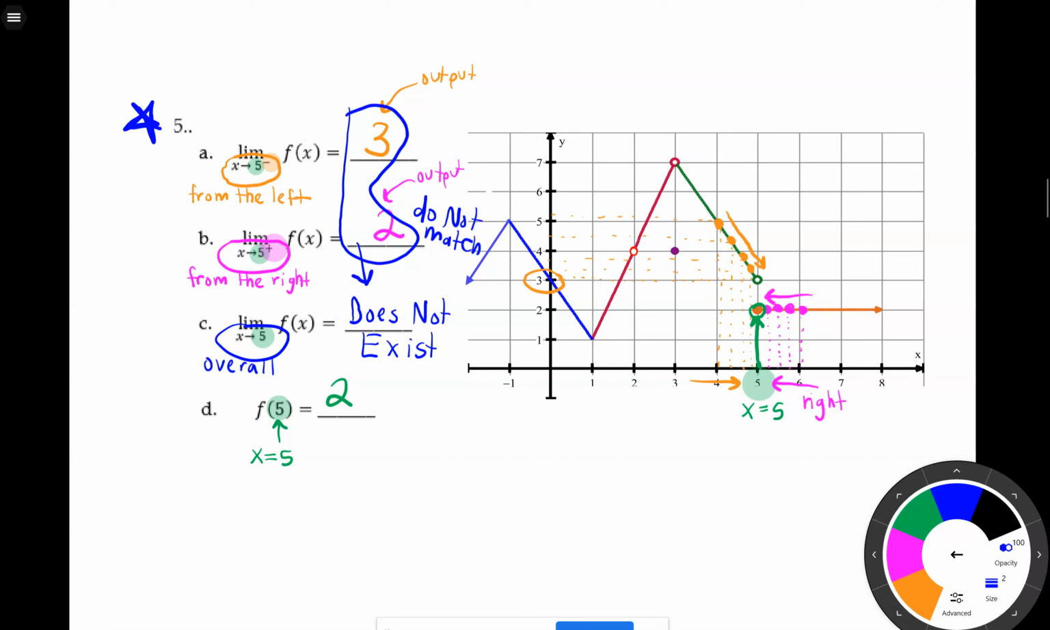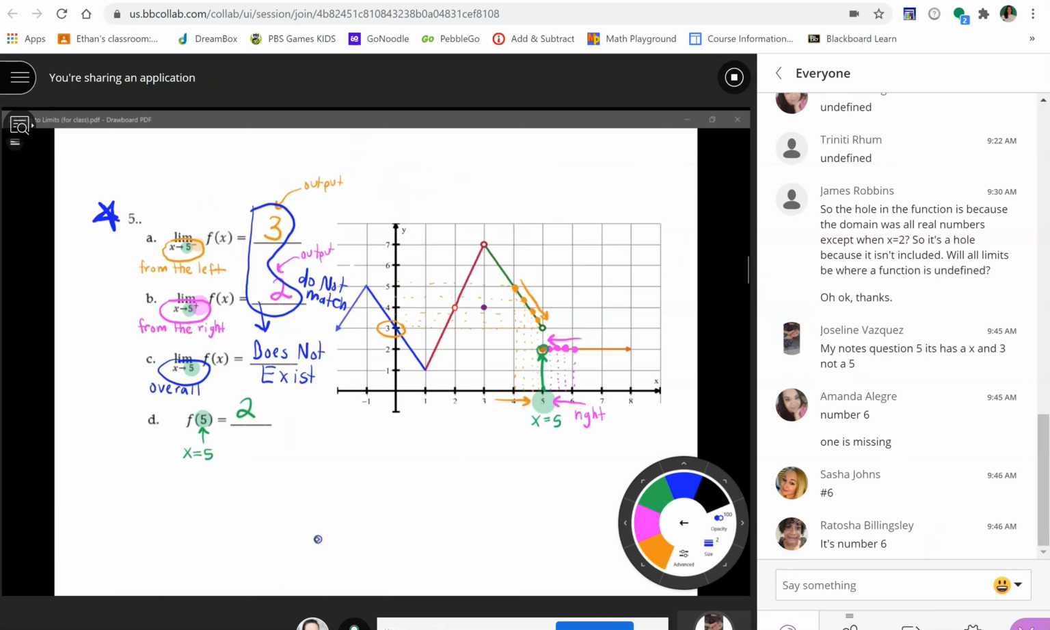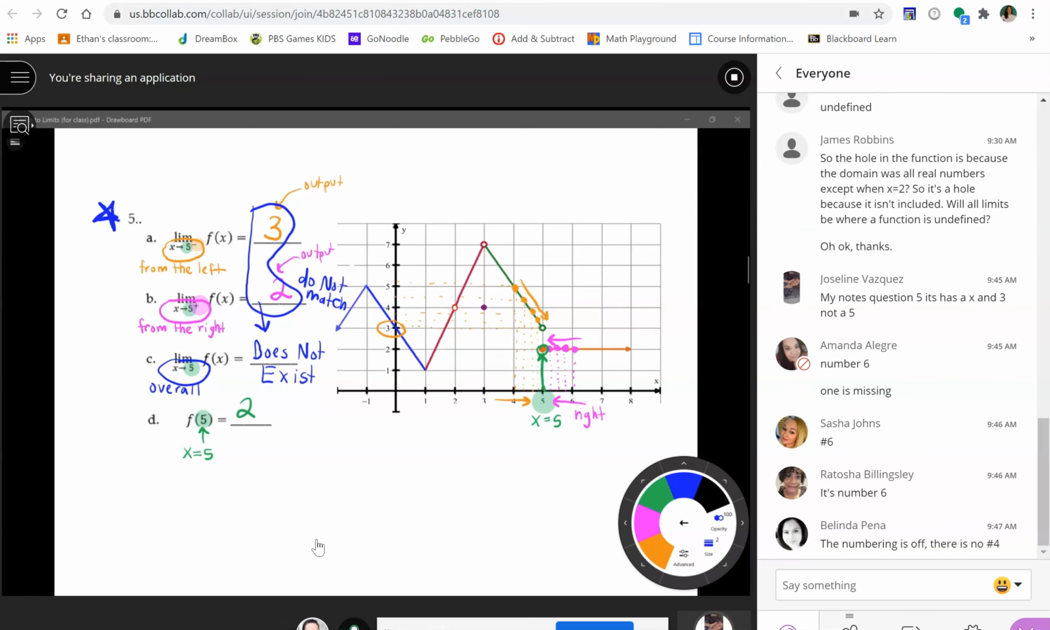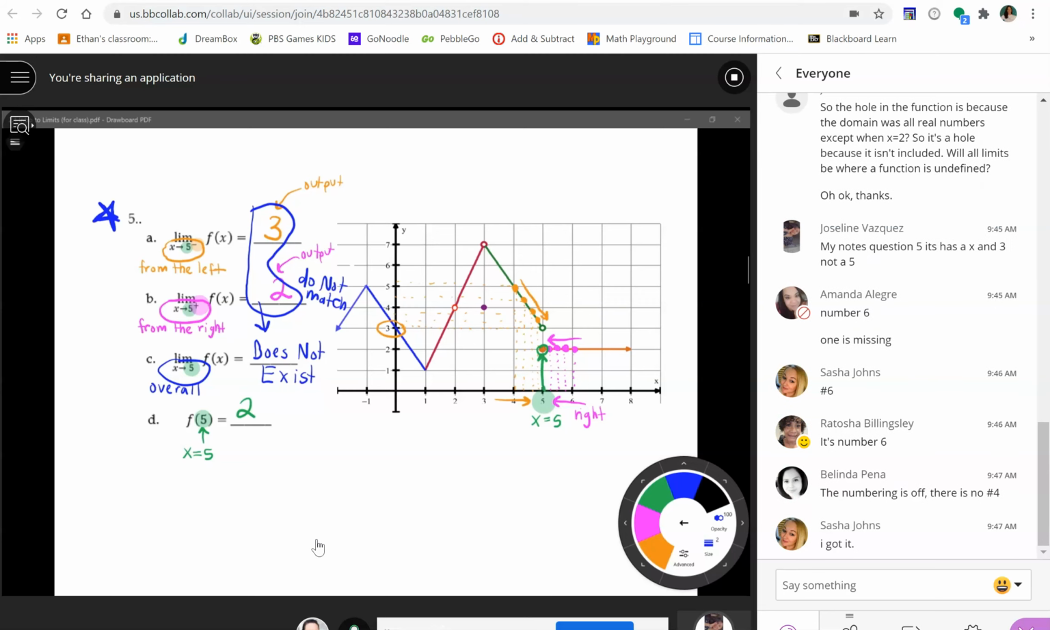Okay. But if you were following along on this problem and you weren't too freaked out with the numbering, throw me either an emoji or a status or something so I can see how you felt about this explanation, about this idea of the heights not matching from the left and the right, so the limit doesn't exist.